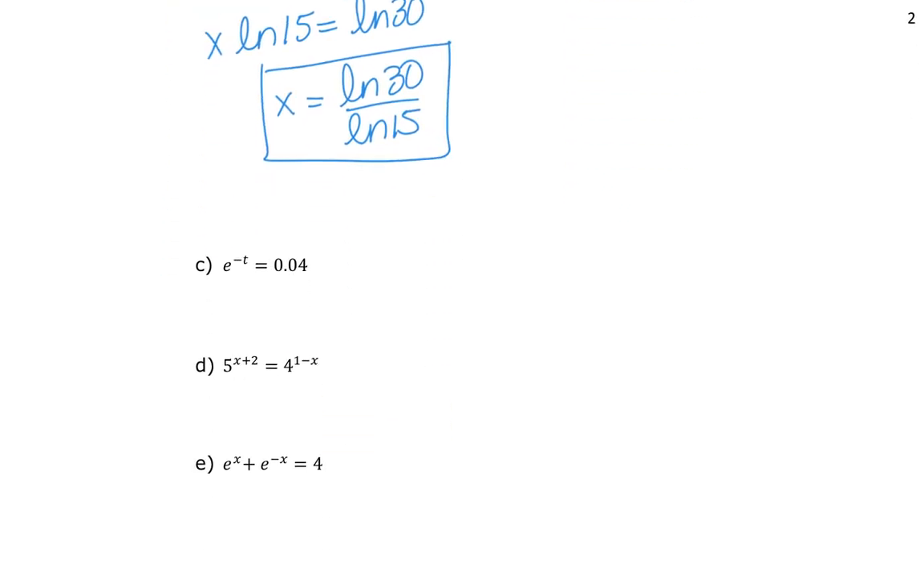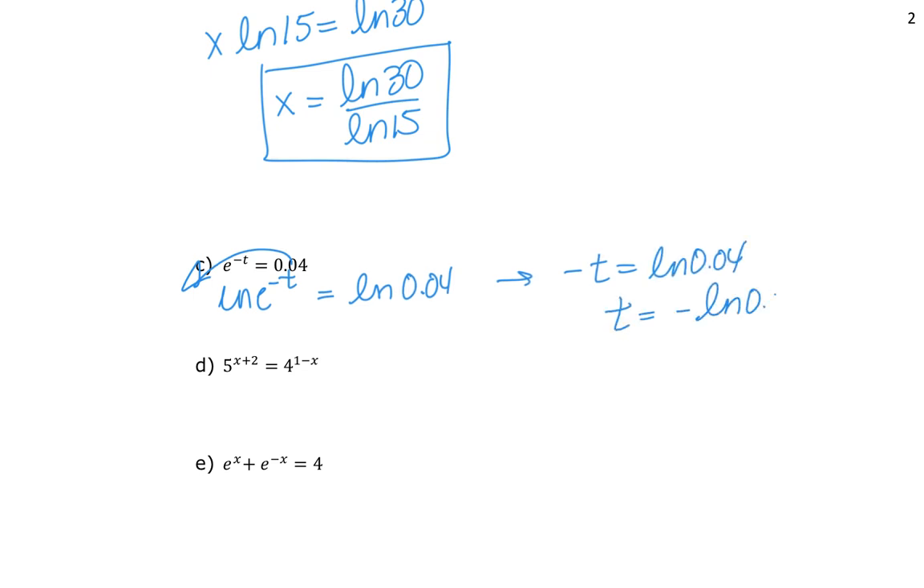I'm going to obviously do here the natural log, so I'm going to do the natural log of e to the -t is equal to the natural log of 0.04. So we have -t down out front as the exponent. It's going to come down out front. And so that is just -t because I'm left with the natural log of e, which is 1. So -t is equal to the natural log of 0.04. So t is equal to the negative natural log of 0.04.